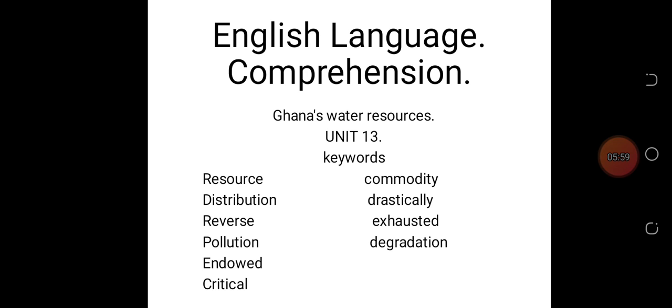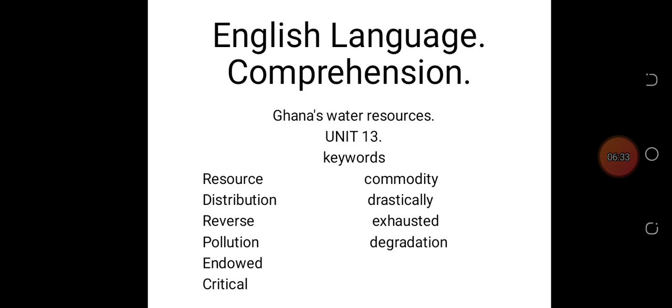Now the next one I want to look at is endowed. When we say someone is endowed, it's more like the person is gifted. Endowed means to freely or naturally be provided with something. So we can say that each and every one of us is endowed with some sort of talent or gifts. So it is a gift. It is given out freely.